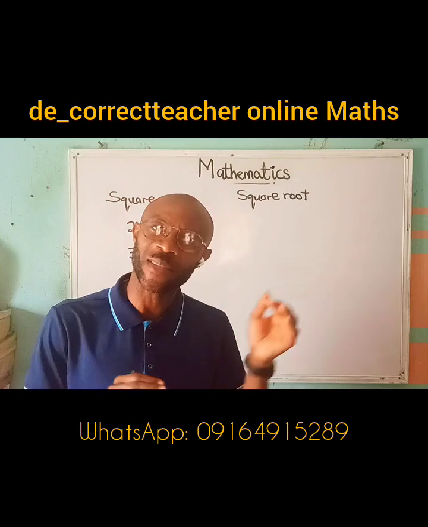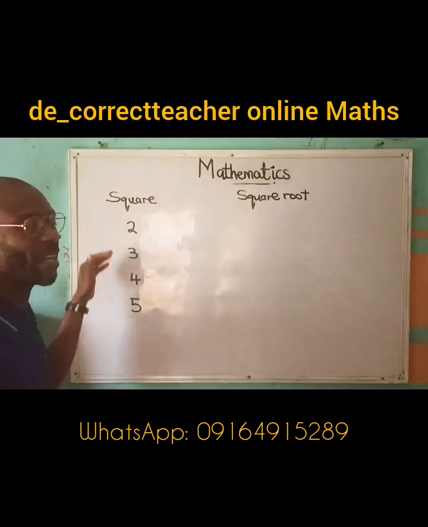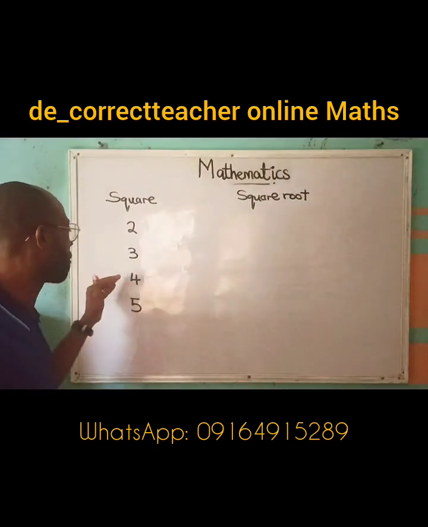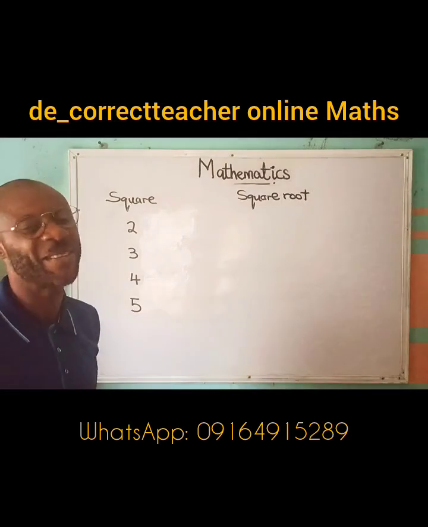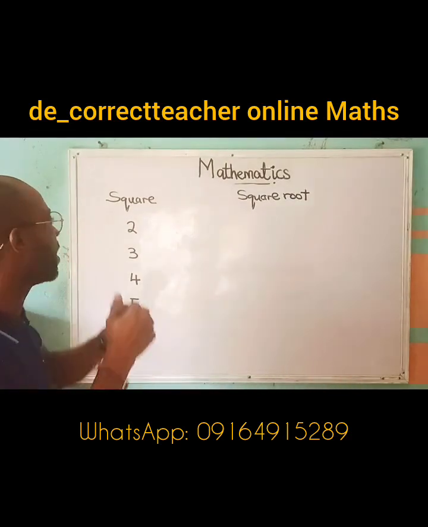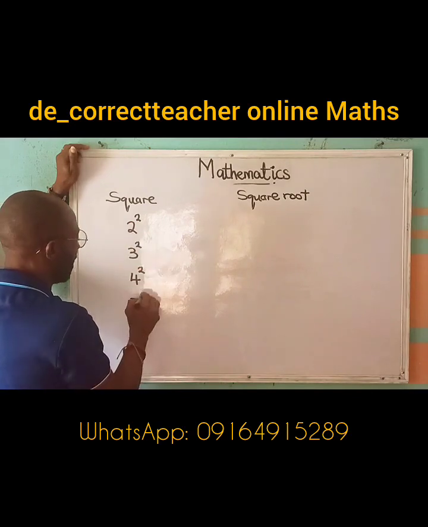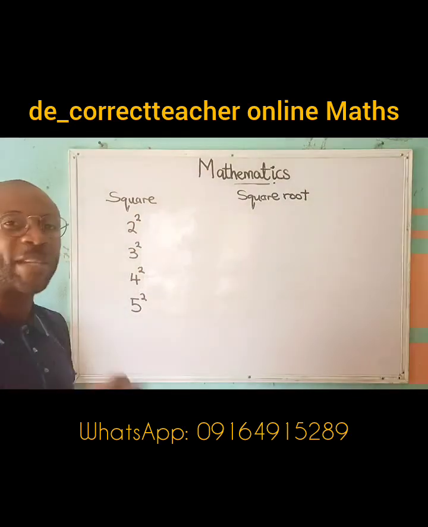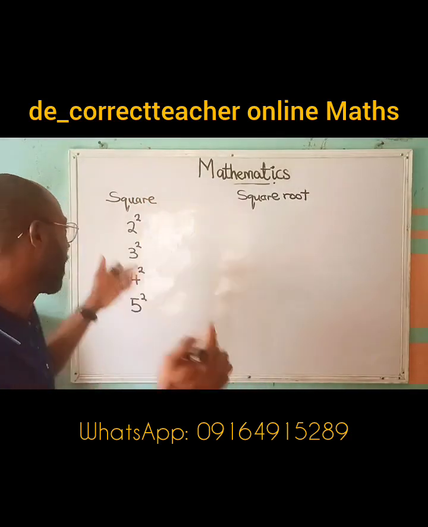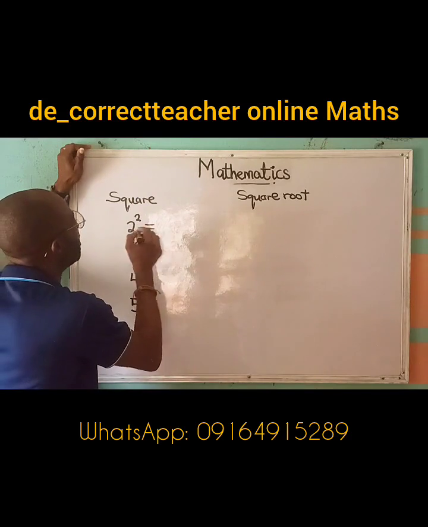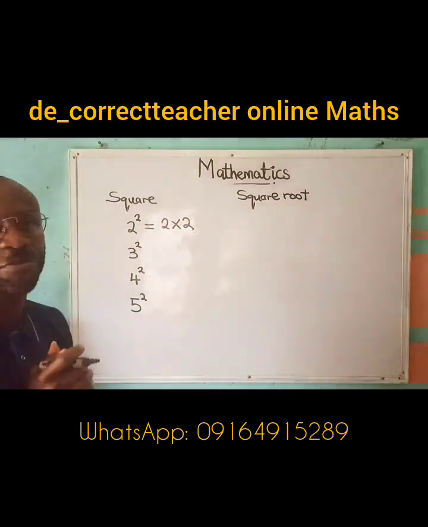Today, I want us to look at square and square roots. Now, I have some numbers here: 2, 3, 4, and 5. If you are asked to find the square of these numbers, it's very simple. The square means you are putting an index of 2 on all the numbers, that is, raising the number to the power of 2, or exponent 2. Okay? Now, what this means is that 2 is multiplying by itself, 2 times 2.